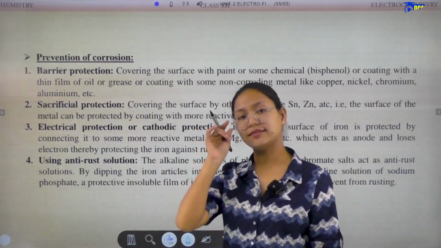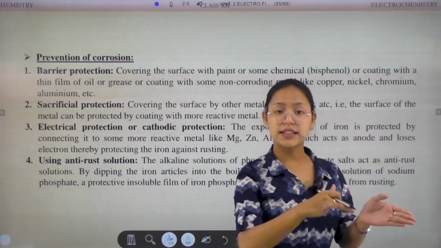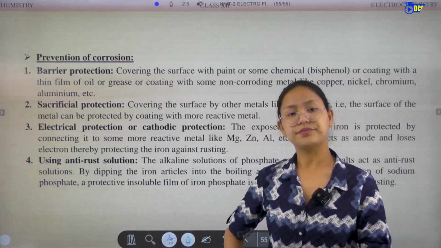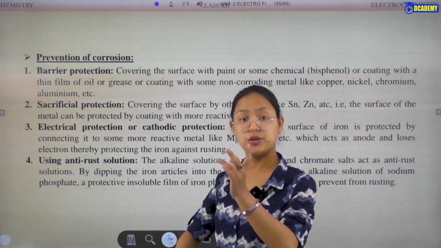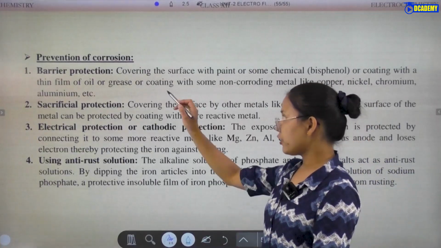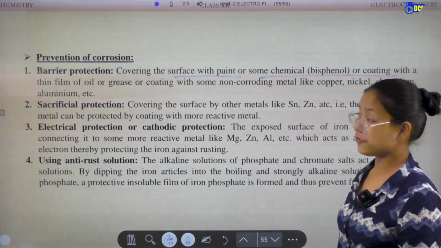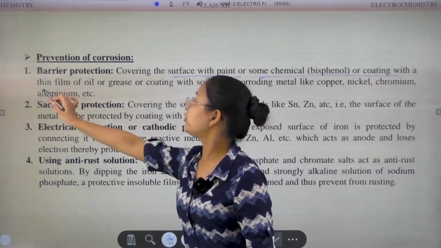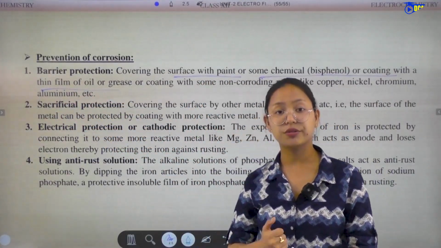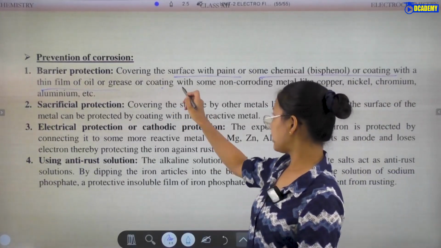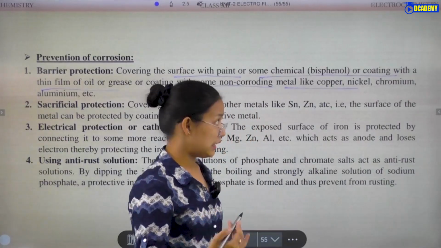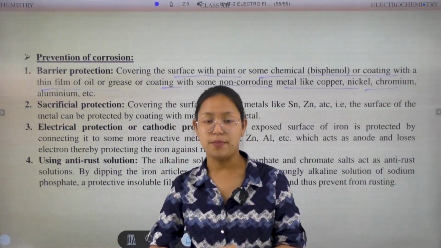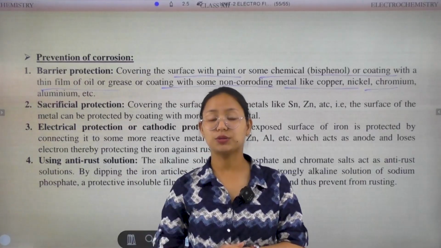Barrier protection. Covering the surface with paint or some chemical, like painting, or coating with a thin film of oil or grease, prevents corrosion. Then, coating with some non-corroding metals like copper, nickel, chromium prevents rusting or corrosion.